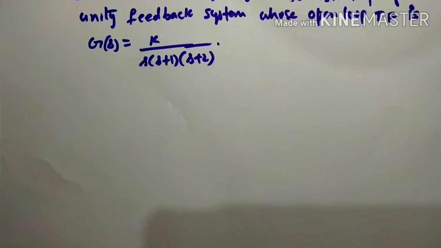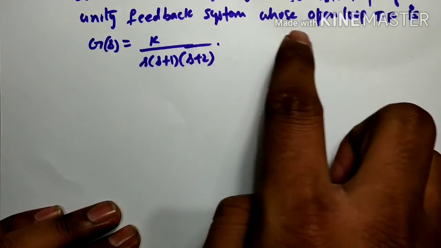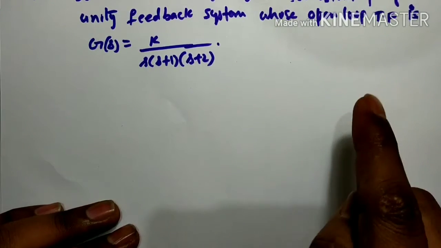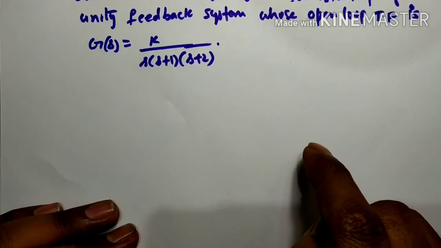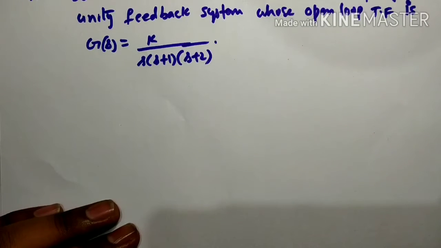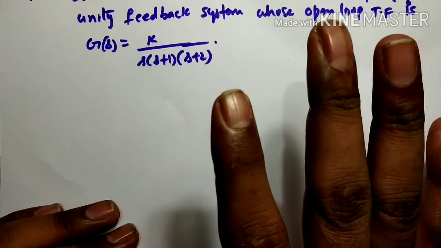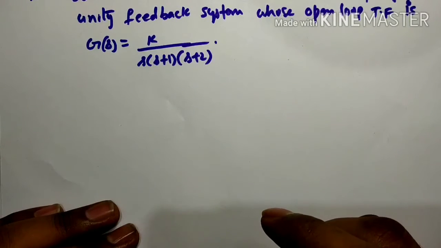So next problem is: determine the range of K for stability of a unity feedback system whose open loop transfer function is G of S equals K by S into S plus 1 into S plus 2. This type of problem is very important. In the final exam, SBTE will definitely ask one question on this. You have to find the range of K for stability for this unity feedback system.